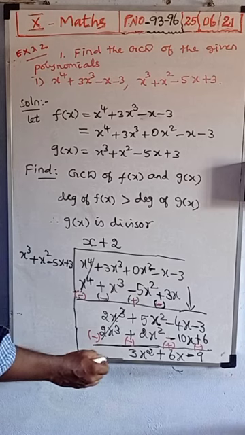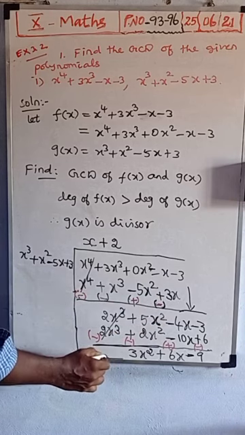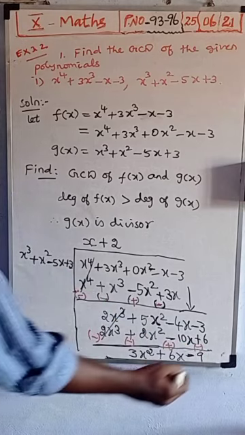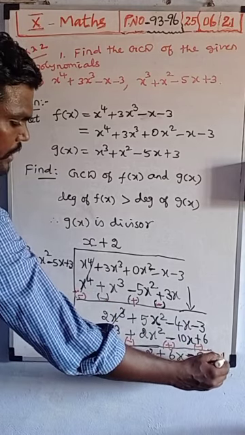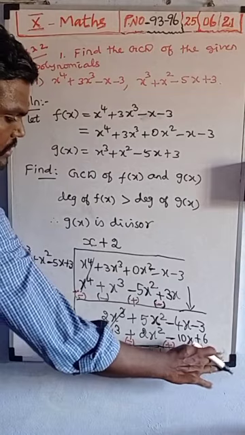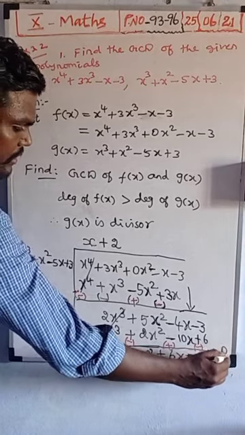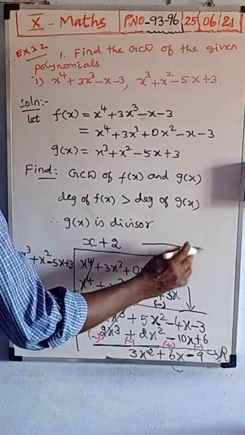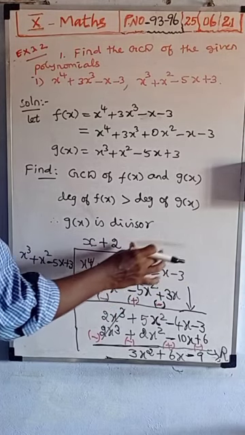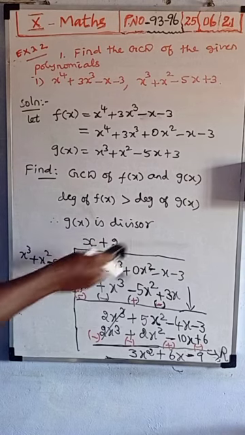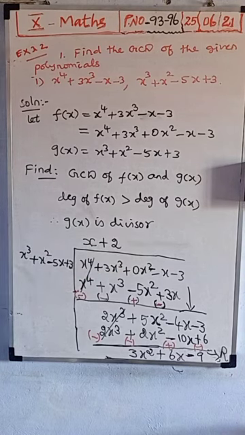After that we cannot divide. Why? Because all the terms are done, and the last term has come down. So after that we cannot divide. This is called the remainder. This is called the quotient. So this is called the remainder, and this we can leave.